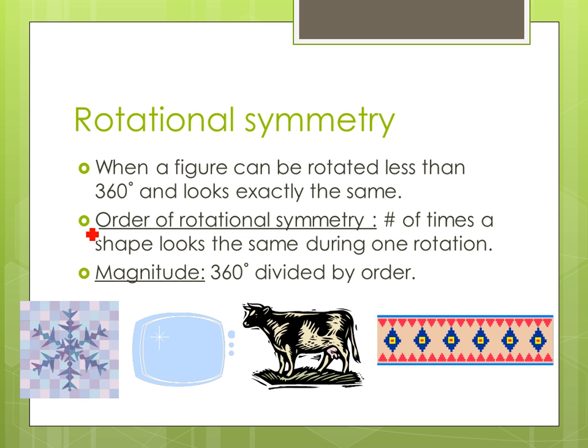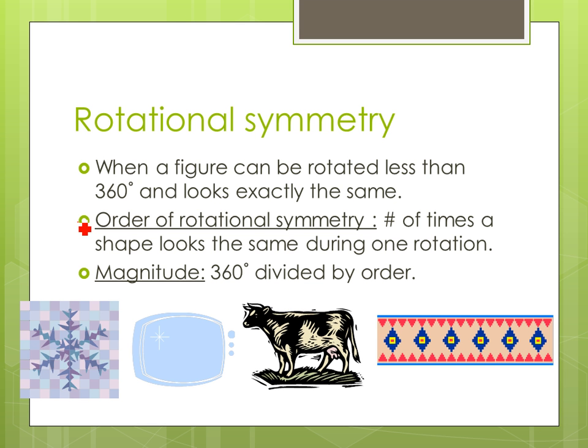Order of rotational symmetry, that's the number of times that if you take a shape and rotate it around a whole circle, it looks exactly the same. And then the magnitude is 360 degrees divided by the order of rotational symmetry. So divide by the number you got up here.